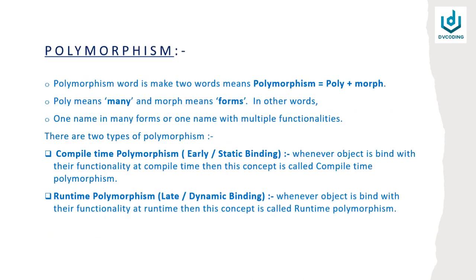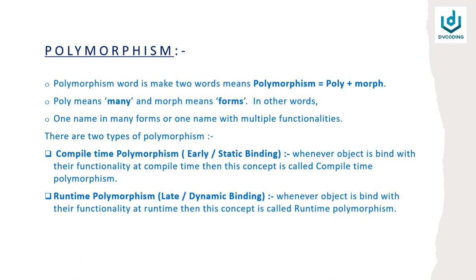Polymorphism. The word polymorphism is made of two words: poly plus morph. Poly means many and morph means form. In other words, one name with multiple functionality. Polymorphism has two types. First is compile time polymorphism, which is also called early or static binding. And second is runtime polymorphism, late or dynamic binding.